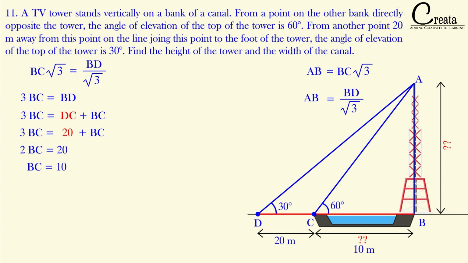So one part of the question we have done, that is we got the width of the canal as equal to 10 meter. Now let's move to the second part of the question, that is finding the height of the tower AB. And in the first triangle we have got AB as BC root 3, and just now we got BC as 10 meter. So on solving, we got AB as 10 root 3 meter. That is the answer, that is the height of the tower.